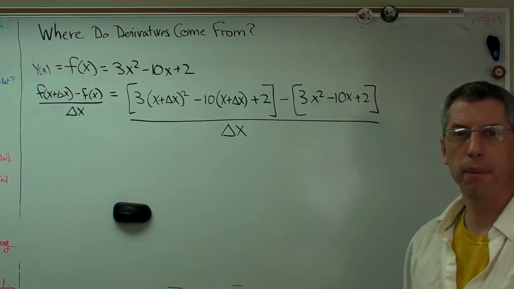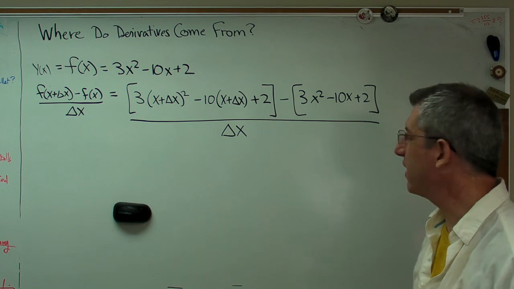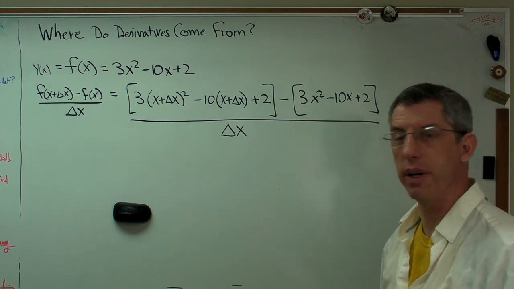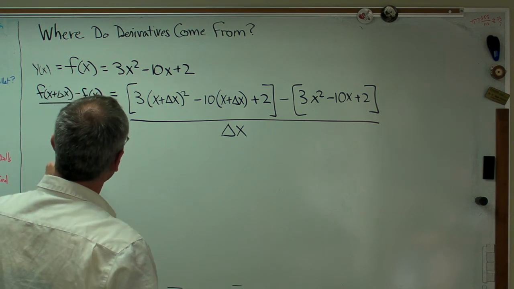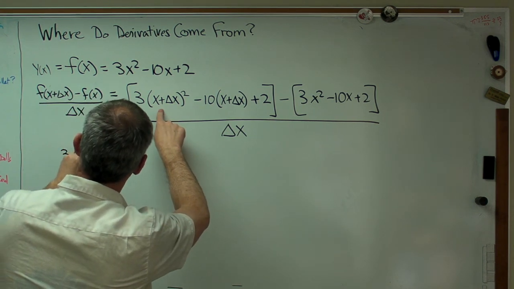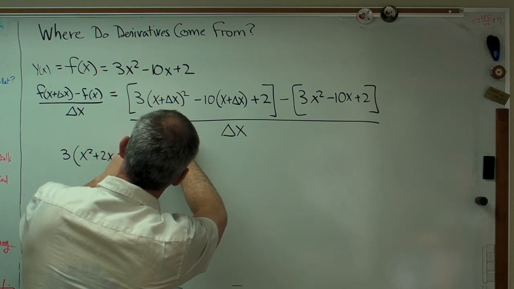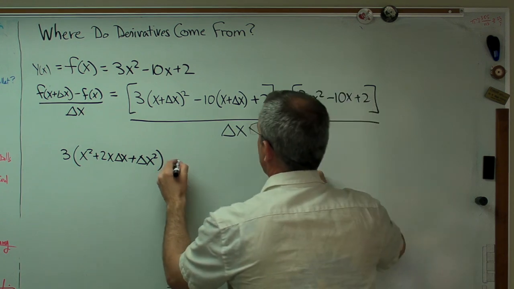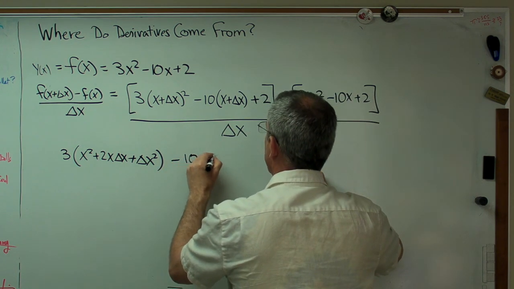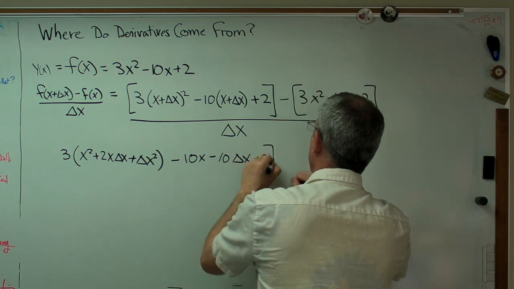All right, well, looks to me like I could probably simplify that quite a lot. Now, it's going to take a little bit of algebra, but it's worth doing. So let's do that. All right, so here we go. 3, now that's going to be x squared plus 2x delta x plus delta x squared. Now get out of your way. Minus 10x minus 10 delta x plus 2. There's my first term.